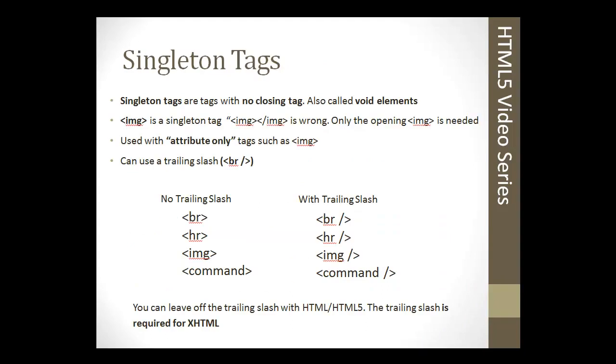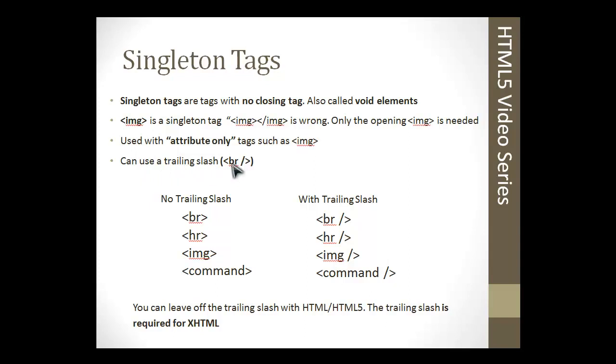Singleton tags are tags that do not have a closing tag. They can also be called void elements. An example of a singleton tag would be the image tag, the img tag. This right here, img open tag, img close tag, is wrong. Only the opening img is needed. And this is usually, or always, used with attribute only tags such as image.